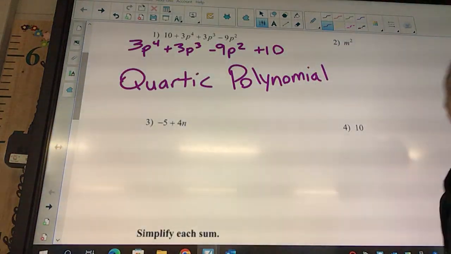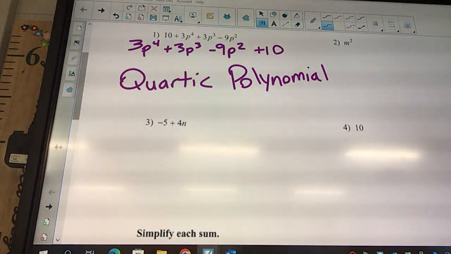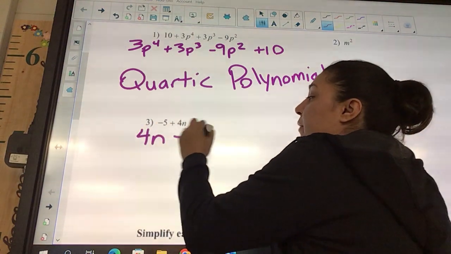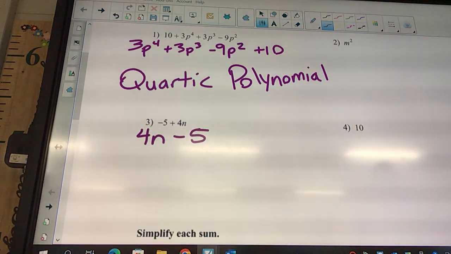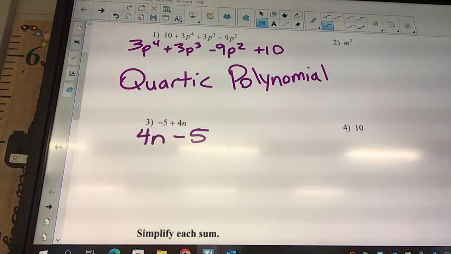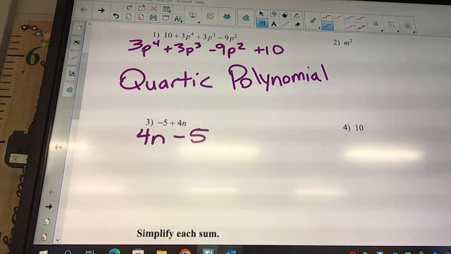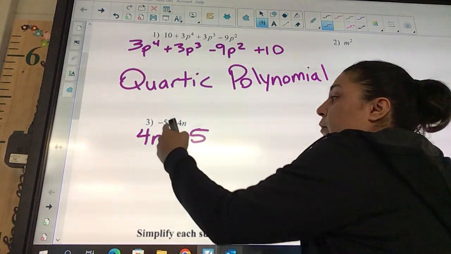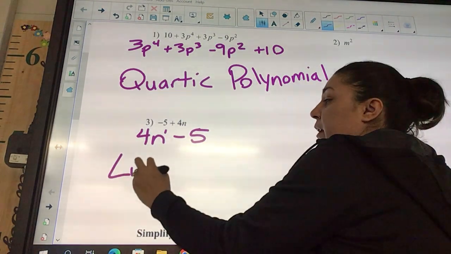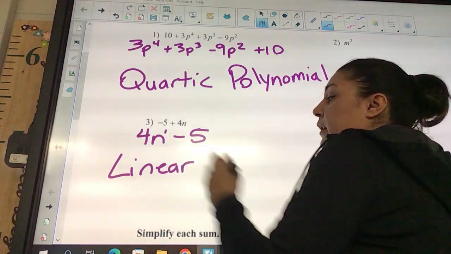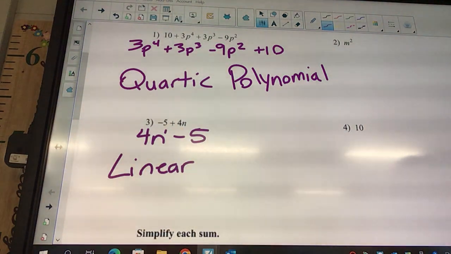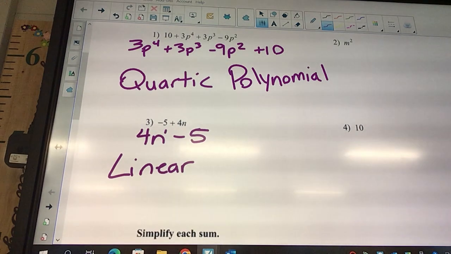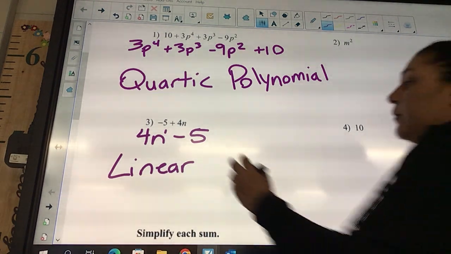We need to put this in order. Which one's coming first? 4n. Then we got minus 5. Okay, and then we're going to pick from our chart. What is going to be our degree? It's going to be linear because our highest exponent is n or n1. Okay, so this is going to be a linear. The number of terms. It's going to be a binomial.